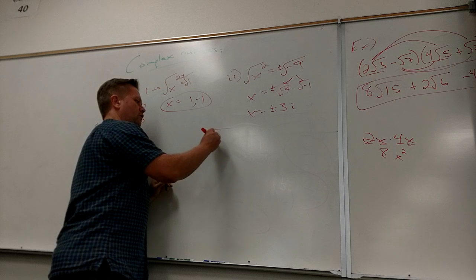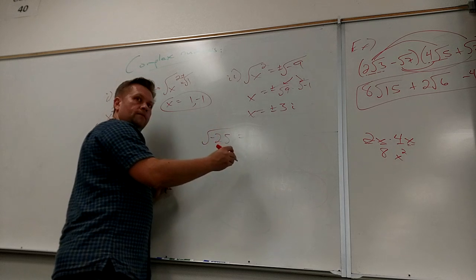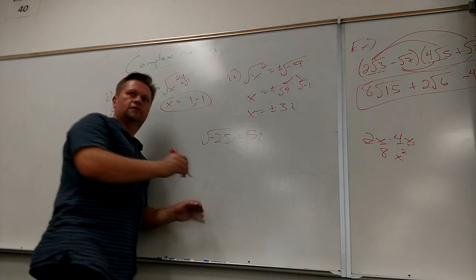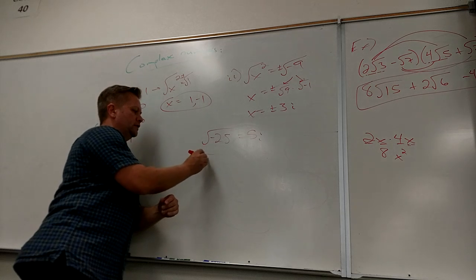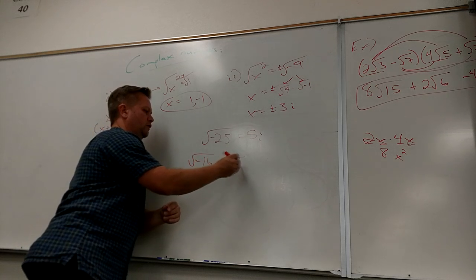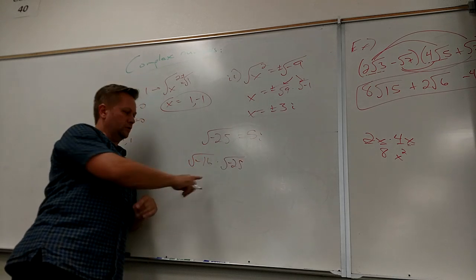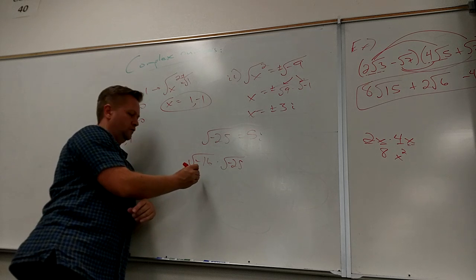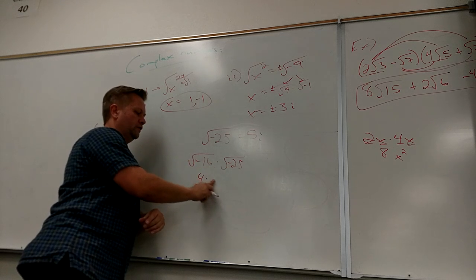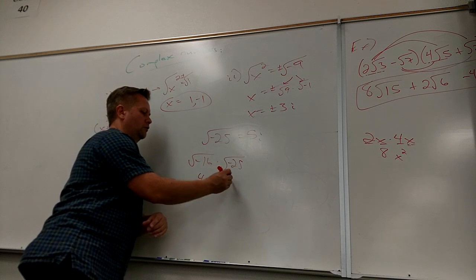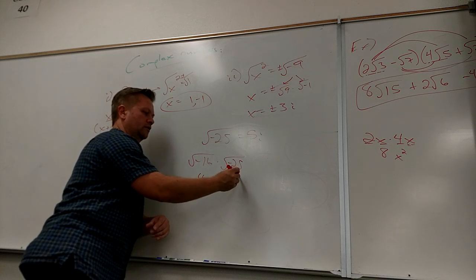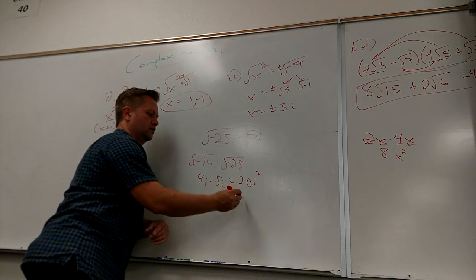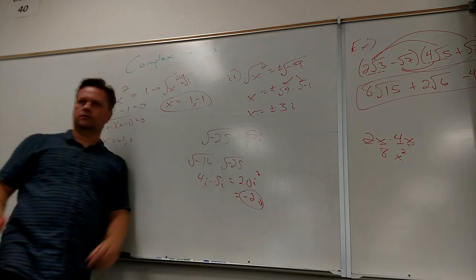What's the square root of -25? 5i. I love it. So what's the square root of -16 times the square root of -25? What's the square root of -16? 4i. Square root of -25? 5i. And what's 4i times 5i? 20i squared. What's i squared? -1. There. That's the answer.